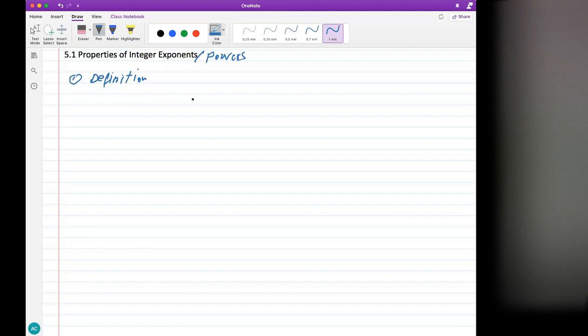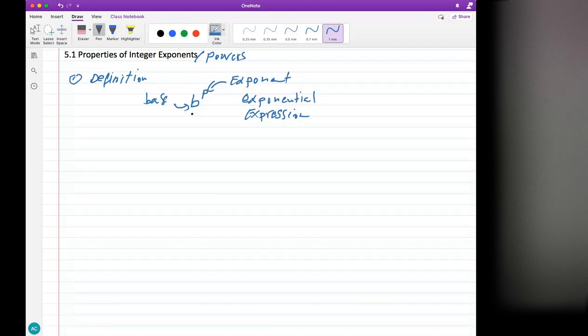Okay, so when you have a number, for example, some number b, and you have a power here, this is what we call an exponential expression. We have an expression, we call the bottom number the base. And the top here, of course, is called the exponent or the power. They mean the same thing.